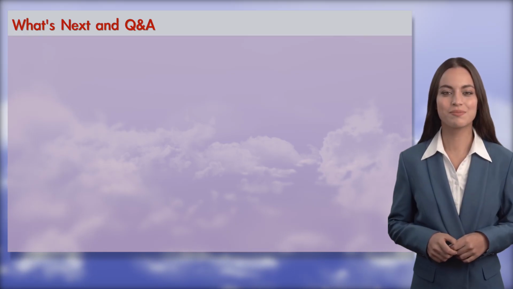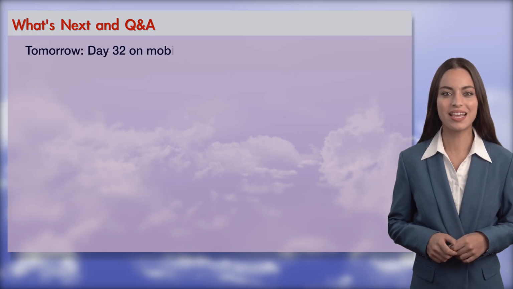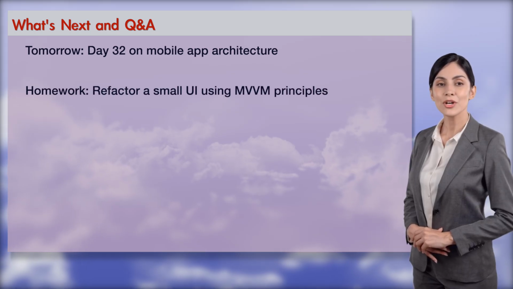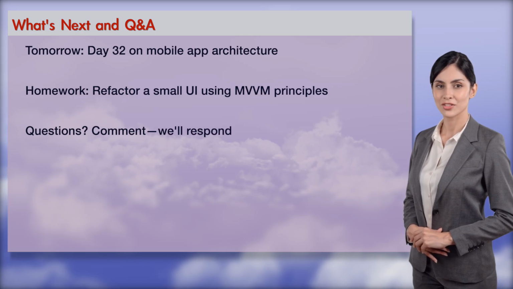Day 32 covers mobile app architecture, comparing native versus hybrid approaches like React Native. Homework: take a small UI component or page and refactor it toward MVVM principles or modern equivalent.